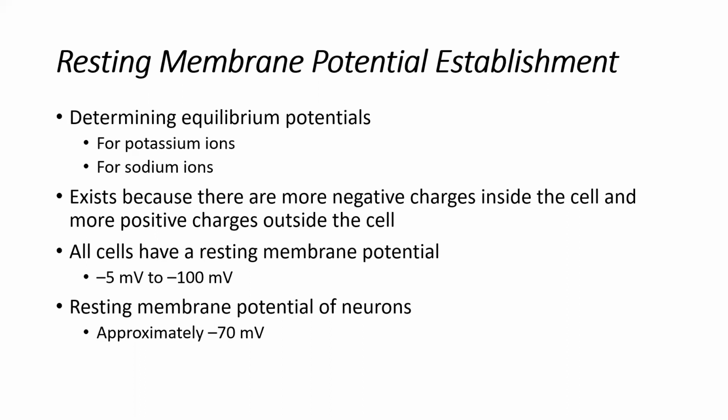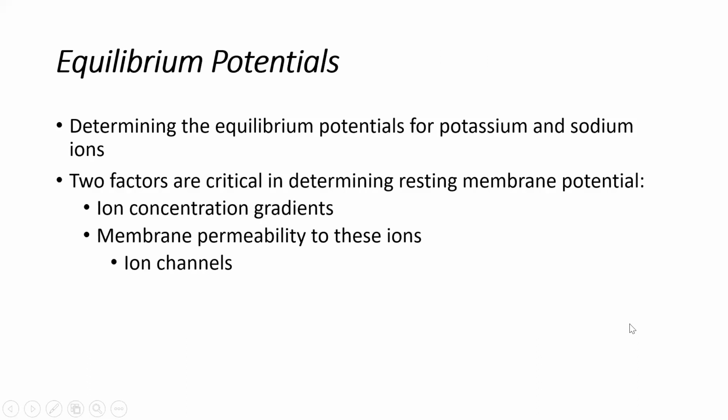But the cells that we're going to be speaking about, that we're really focused on, are neurons or our excitable cells, and they have a resting membrane potential of negative 70 millivolts. And so we're going to spend some time talking about where that negative 70 actually came from. So in order to talk about the resting membrane potential, we really want to start the conversation by looking at the equilibrium potential for sodium and potassium. And we also want to talk about the two important factors that determine this potential.